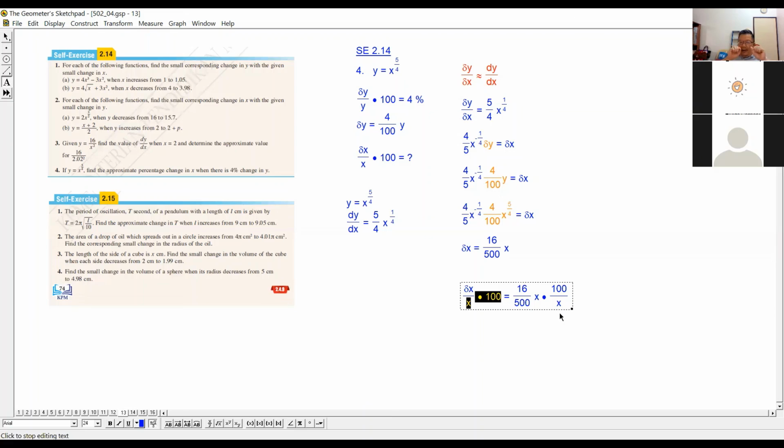Okay, teacher. Okay, so actually I have found the delta x, but I don't want the delta x. I want delta x over x. So I take this delta x, divide by x times 100. Delta x divided by x times 100. Okay, so this is it.